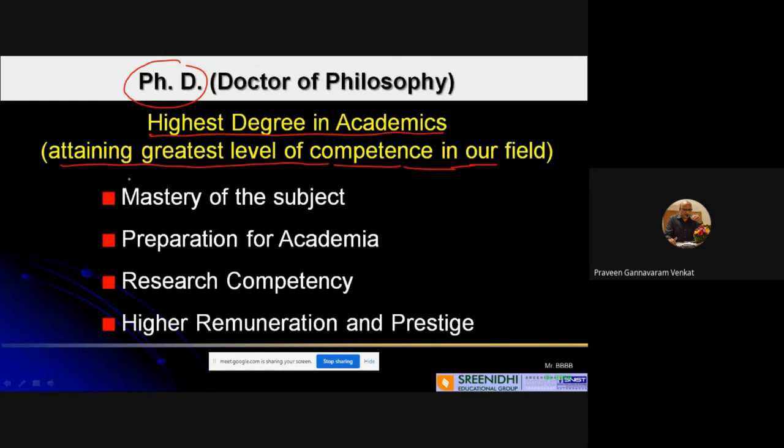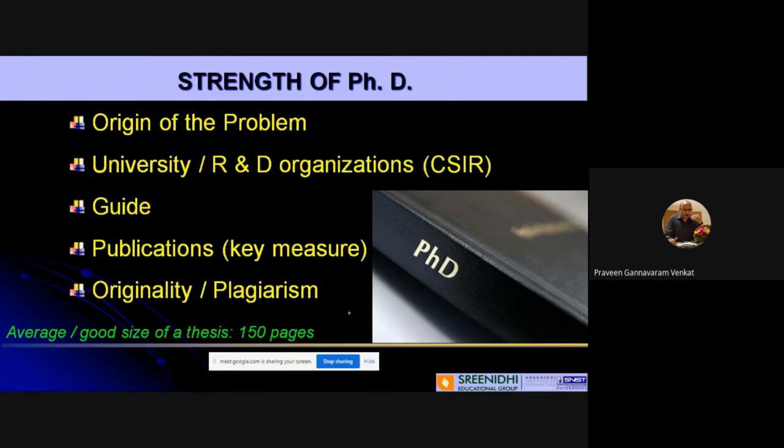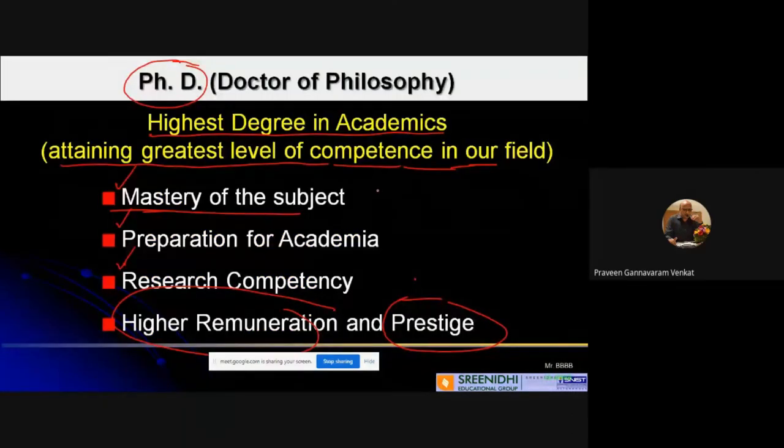While obtaining this PhD, one can master the subject and prepare for academia, and research competence will be improved. Remuneration also will be improved, and prestige and respect will be much enhanced in society. If you do a bachelor's, you will be called Mr. Something, or if you do MTech, you will also be called Mr. only. When we obtain a PhD, we will be called Doctor. Doctor is the greatest word, a prefix given to one's name.